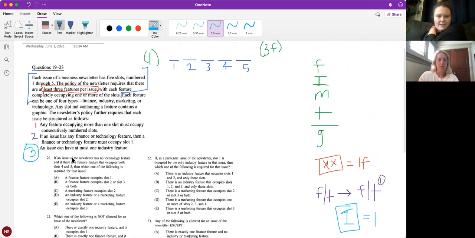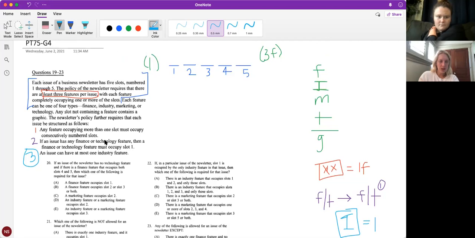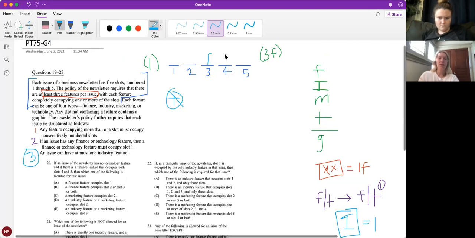So 20. Yeah, tell me how you would go about solving this one. If an issue of the newsletter has no technology feature and if there's a finance feature, the occupied spot is required of those issues. I just did rule driving based upon rule 2. I knew that if you did not have T, but we were told that finance was a part of our newsletter, then as rule 2 says, if an issue has any finance or technology, then it has to occupy slot 1. So if we know that there's no T, then we know that F has to be in 1.